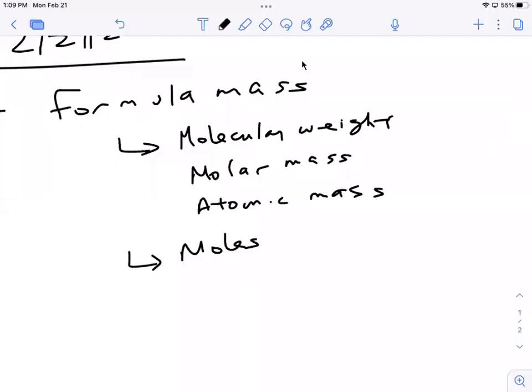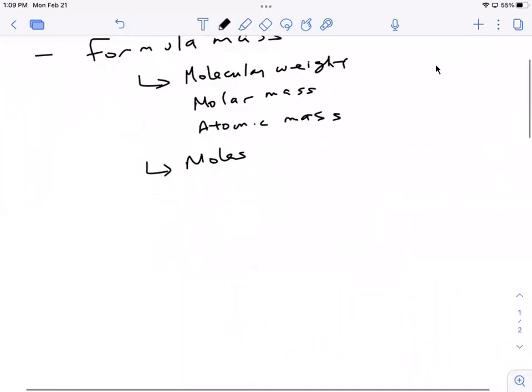Moles are like the connection basically between the mass of a substance and the number of atoms or molecules in a substance. All right. So we're going to talk about moles and how that connects the two concepts of the macro and the micro realms. We're going to talk about empirical formulas and molecular formulas.